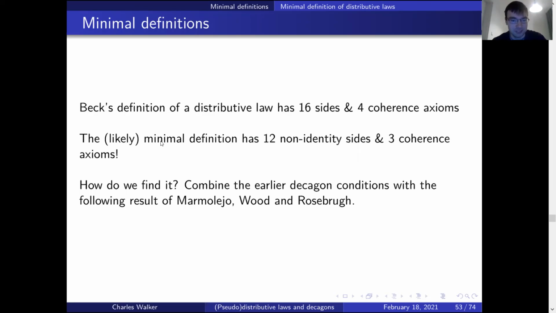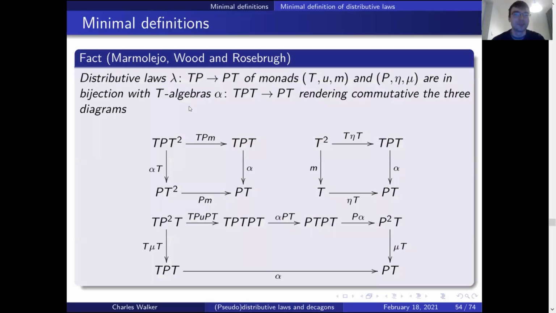So how do we get this minimal definition? Well, what you do is you combine all this earlier stuff, the decagon stuff, with this following result of Marmolejo, Wood, and Rosebrugh. This is in their paper called The Basic Distributive Law. They show that distributive laws of monads are in bijection with T-algebra structures alpha from TPT to PT, rendering commutative these 3 coherence diagrams. Let me just explain these diagrams.